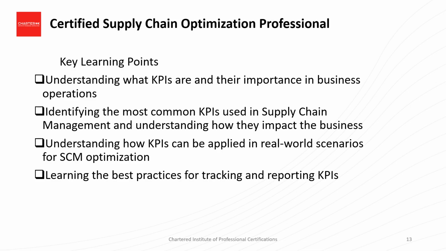The key learning points to take from this last lesson: to understand what KPIs are and their importance in business operations; identify the most common KPIs used in supply chain management and understand how they impact the business; understand how KPIs can be applied in real-world scenarios for supply chain management optimization, in this case, we've looked at Amazon; and thirdly, learn the best practices for tracking and reporting KPIs within your organization.